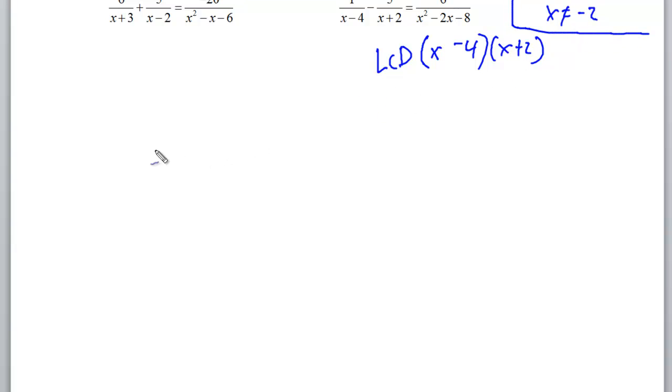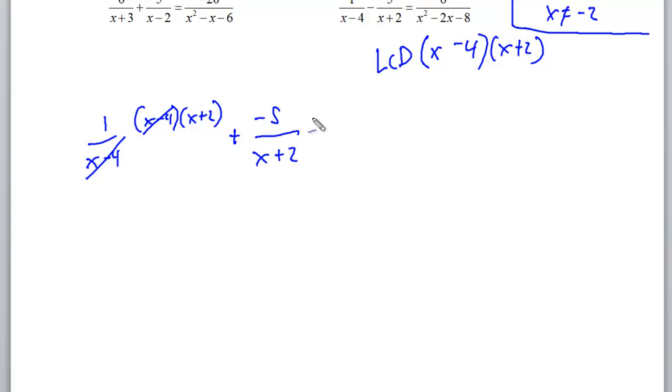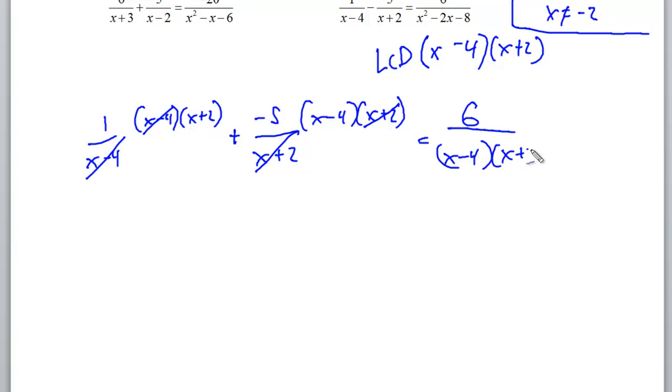Okay, so here we go. I'm going to start this way over here. 1 over x minus 4 times the quantity of x minus 4, x plus 2. Now our purpose there is to cross those out. Plus negative 5 right there. So now I've got x plus 2 times the quantity of x minus 4, x plus 2. And then I'm going to cross these out. Goodbye, goodbye. And then this is going to be over x minus 4, x plus 2, which is x minus 4, x plus 2 on the top there. Goodbye, goodbye, goodbye, goodbye.